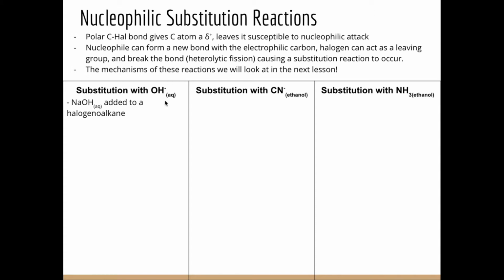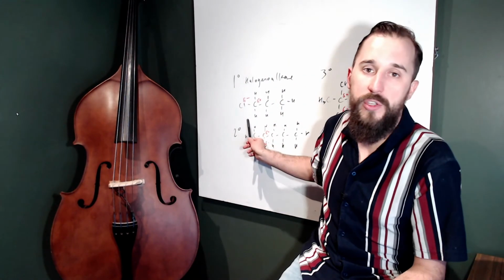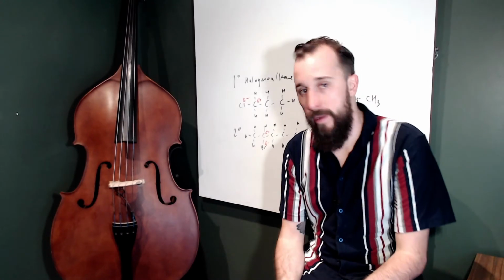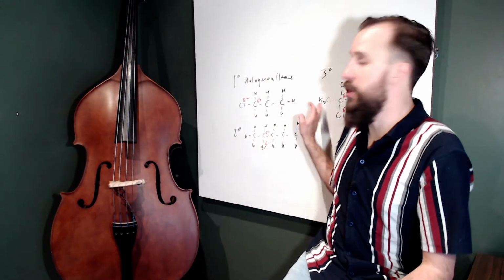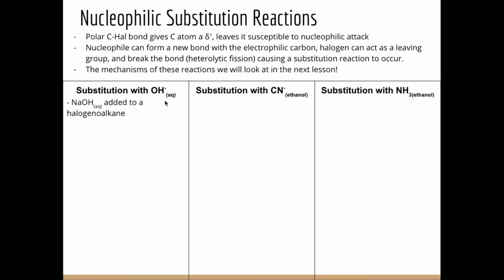So, substitution with the OH group. This is going to transform our halogenoalkane into an alcohol. So we'll either get a primary, secondary, or tertiary alcohol depending on what kind of halogenoalkane it is. Sodium hydroxide is added to a halogenoalkane. We provide nucleophilic OH- ions from the sodium hydroxide. This can attack that electrophilic carbon.